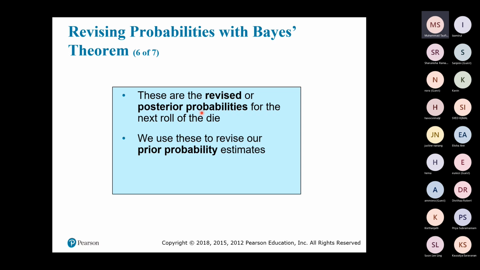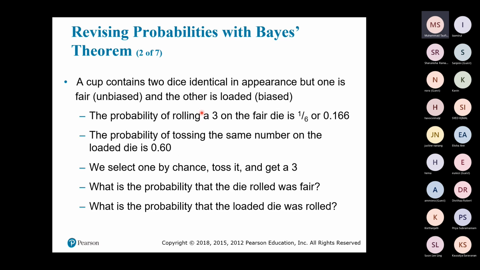Okay. So these are the prior. This is the prior probability. Ini adalah data yang kita dah collect sebelum ni. Ini adalah history data. These are from the question, this is the history data.